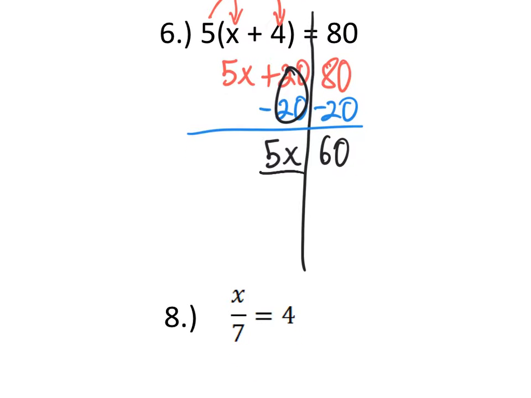Then what do we do? Divide by 5. And what happens to these 5s? Turn into a 1. So we get 1x equals, what's 60 divided by 5? 12. And so then finally x equals 12.